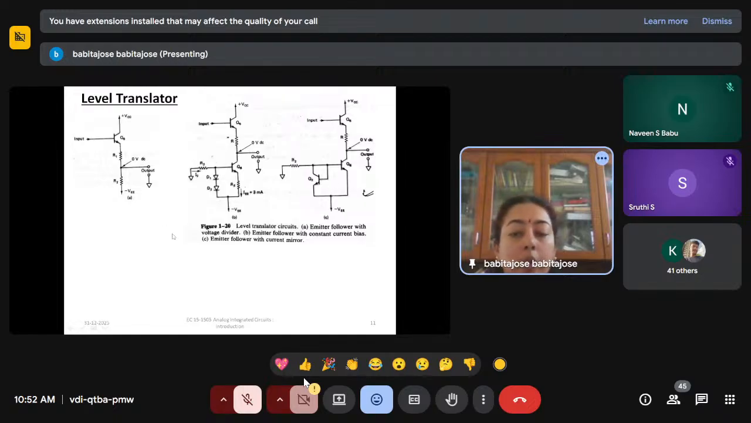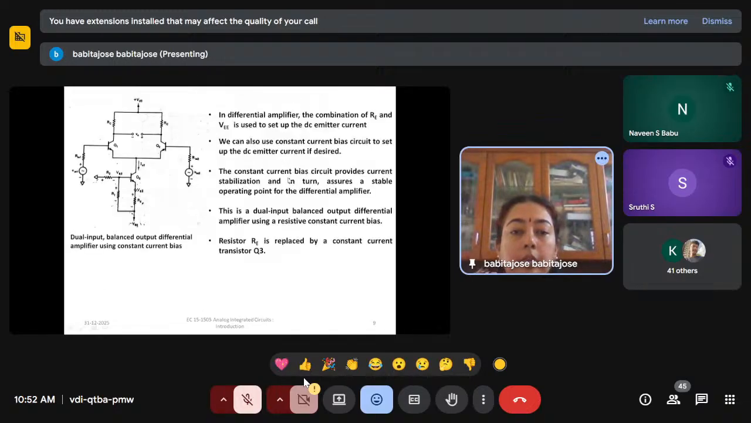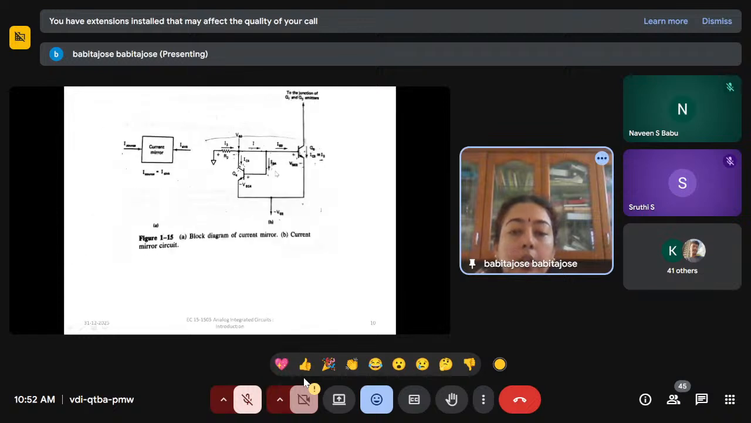That is another option. Instead of using a resistive constant current bias, you can go for a current mirror circuit also.